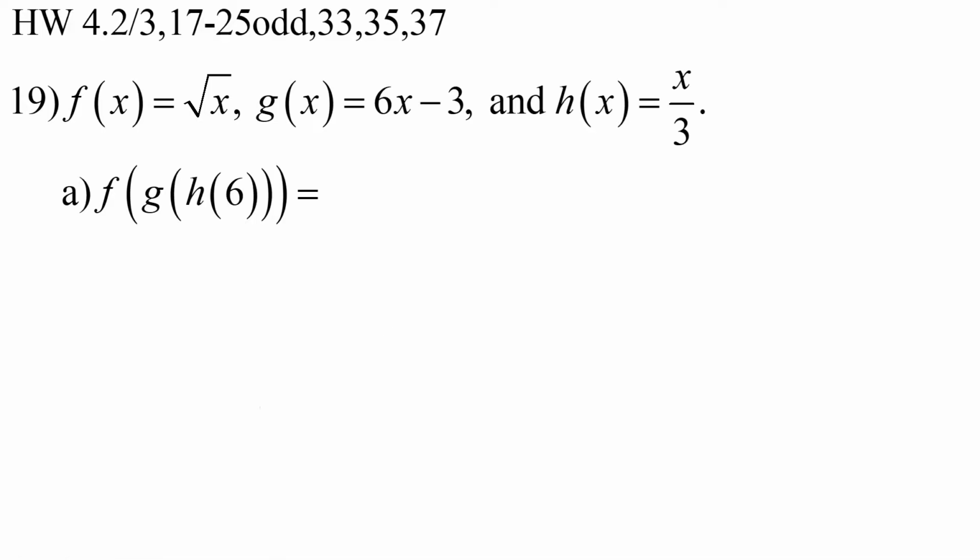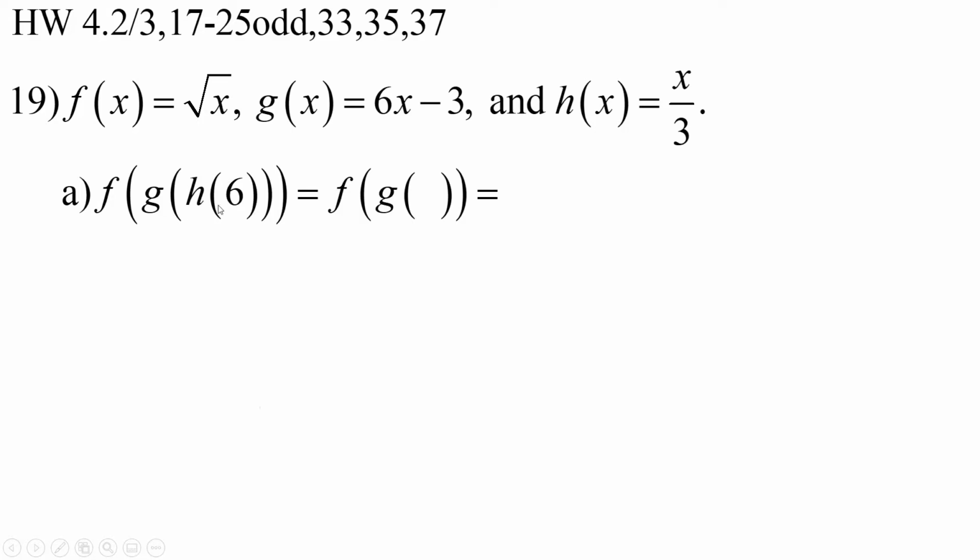Given f of x equals root x, g of x equals 6x minus 3, and h of x equals x over 3, we're going to find f of g of h of 6. Now, what you really do here is you work inside out. So I'm going to start with f of, but what's happening inside here? Well, I have a g of, so I'll get the g, and then g of h of 6.